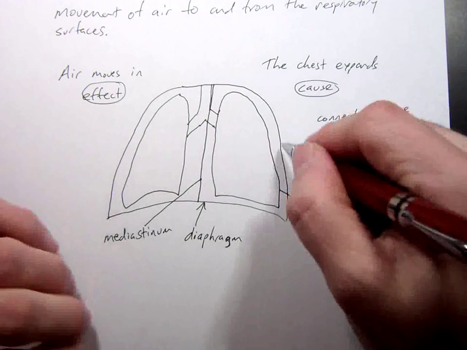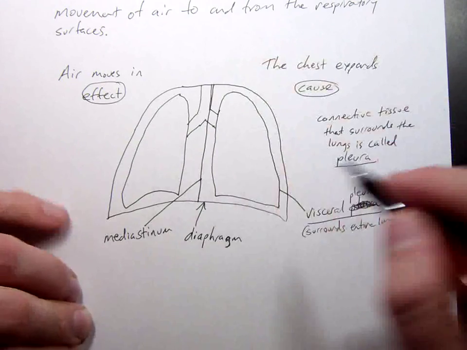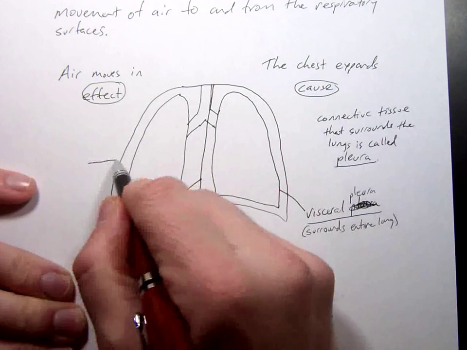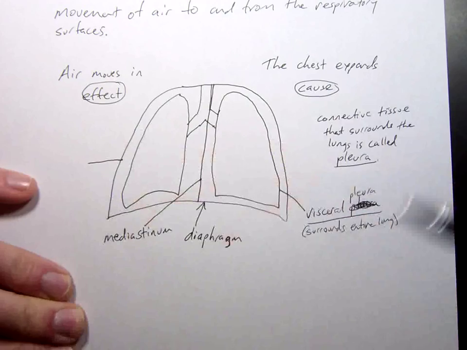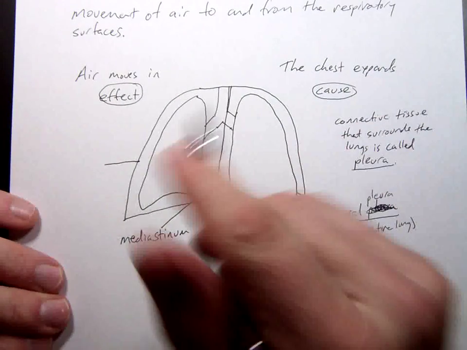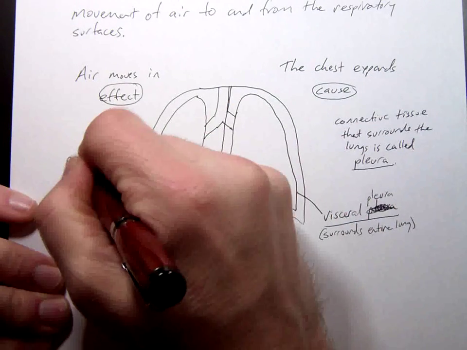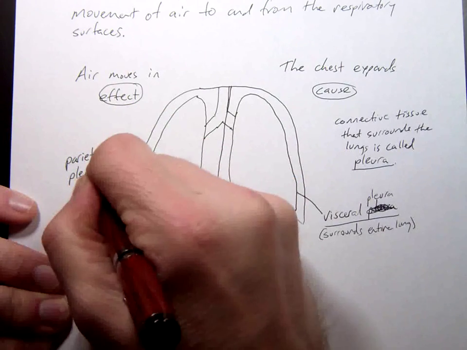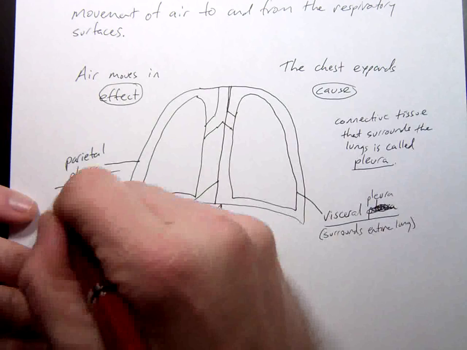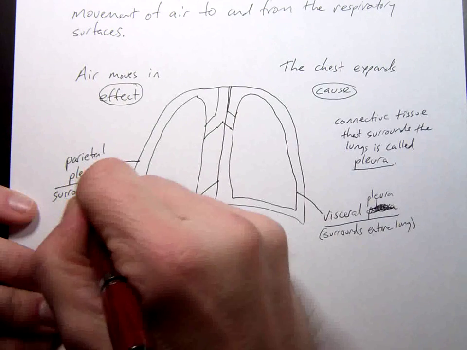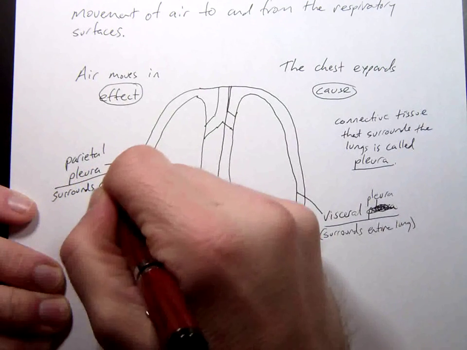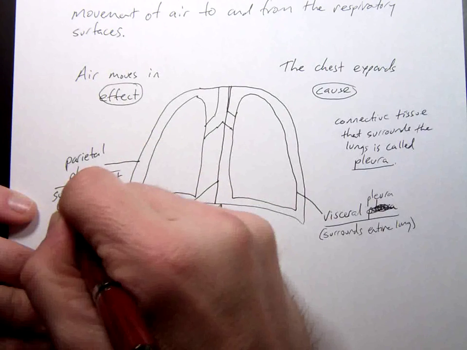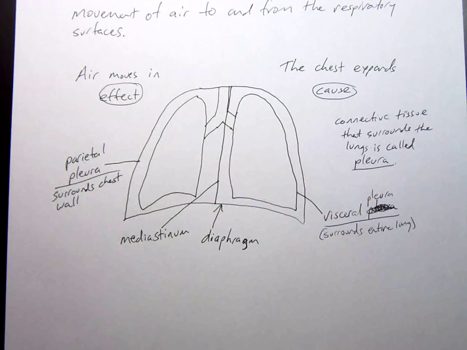Now, on the outside here, and I'm going to have a little bit more room on this side, so that's where I'm going to put it. On the outside, lining the inside of the chest wall here, is something called parietal pleura. Surrounds chest wall. So these surfaces are constantly going to be in contact with one another.